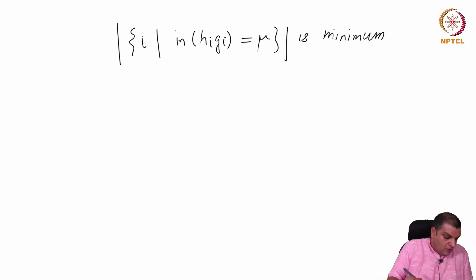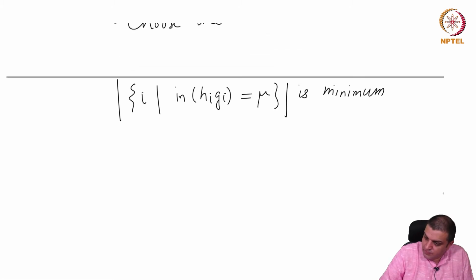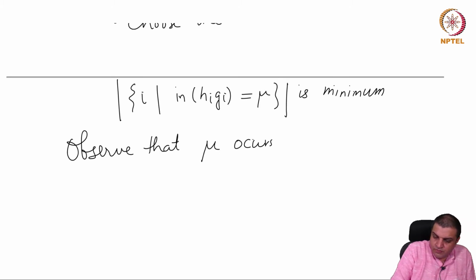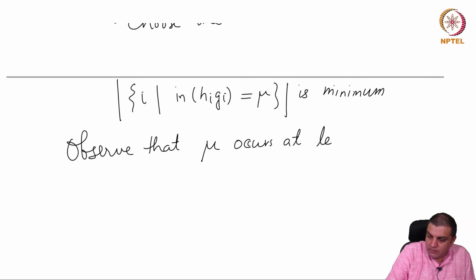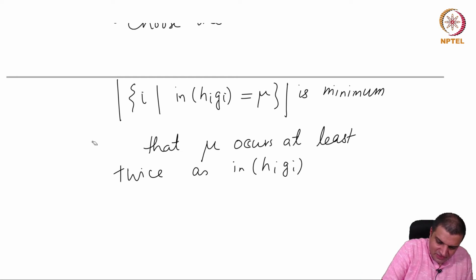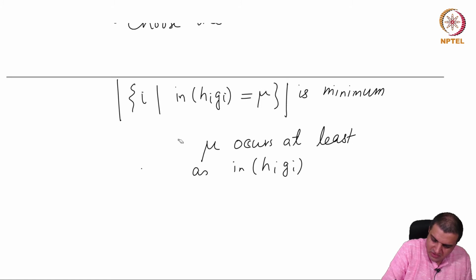Okay. So first observe that mu occurs at least twice in the initial terms of the HIGI, because before we observe this, we need one more observation about the initial term of F and these things.